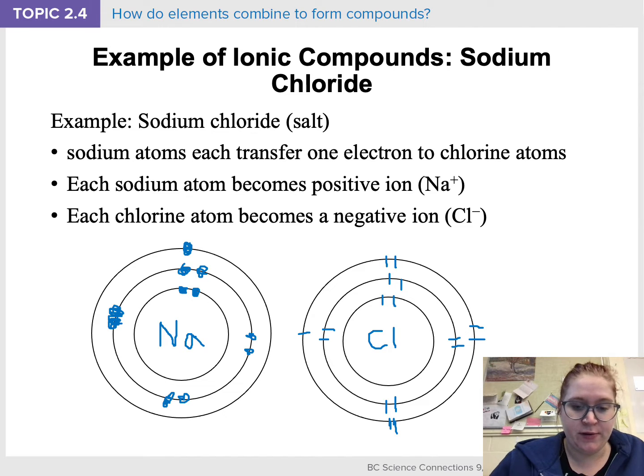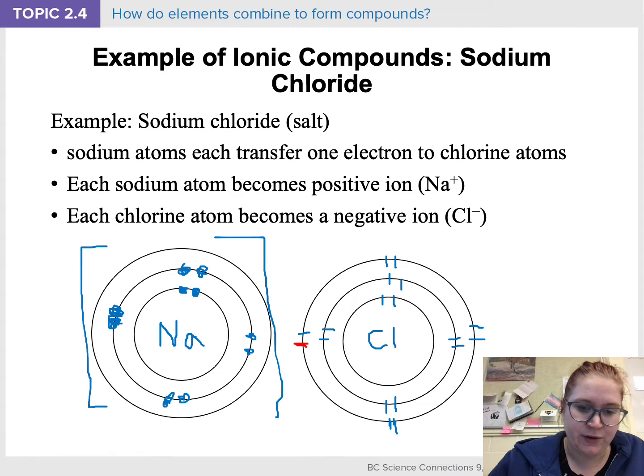So now sodium wants a full outside shell, and the easiest way for it to do that is to get rid of this electron. Okay, so I'm actually just going to erase that electron. It is going over to join chlorine over here. Now chlorine has a full shell. Everyone's happy. And remember, you have to put square brackets around your ions with its charge.